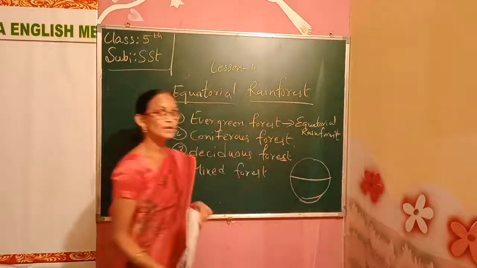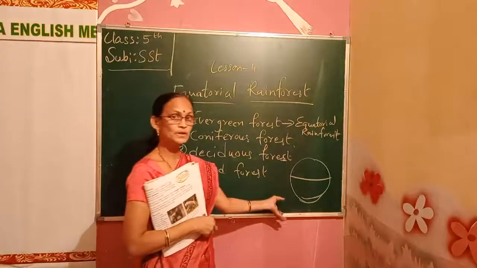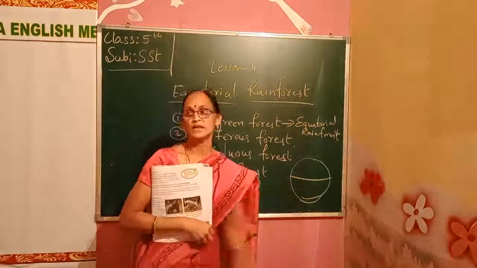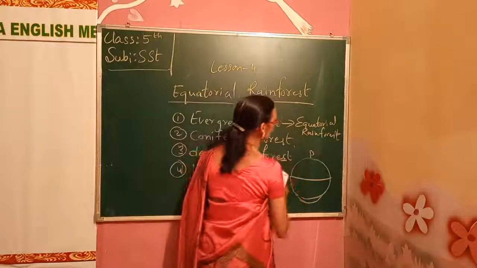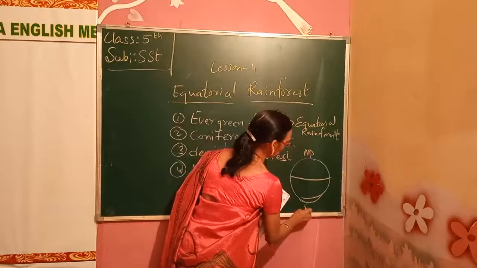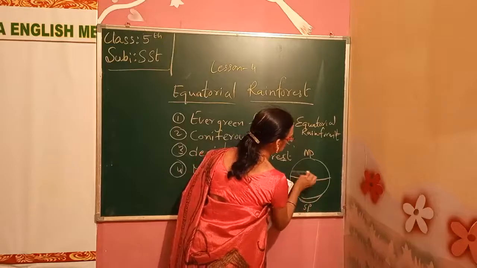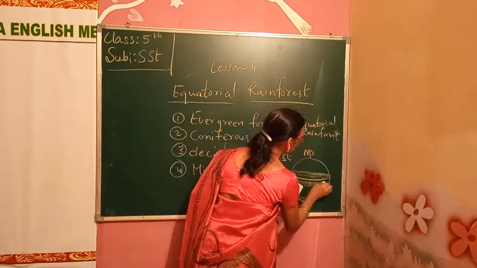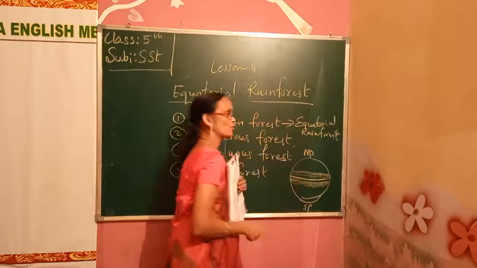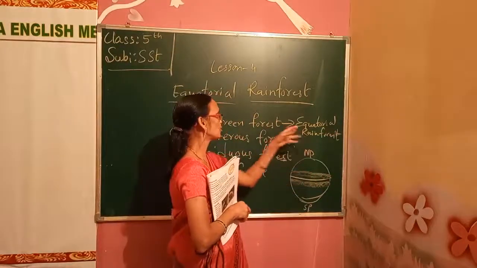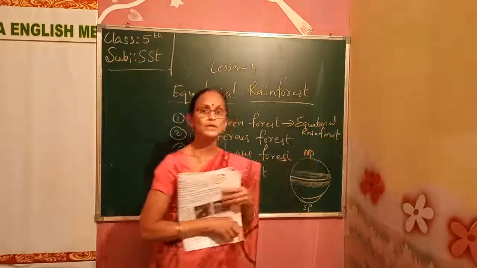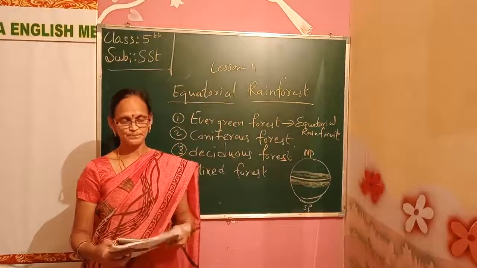As I told you, our earth has a model, the globe. On that globe there is an imaginary line drawn that is called the equator. In the center, this is the north pole and this is the south pole, and the regions nearing this equator, the forest present in this region, are called the equatorial rainforest region. Got it?